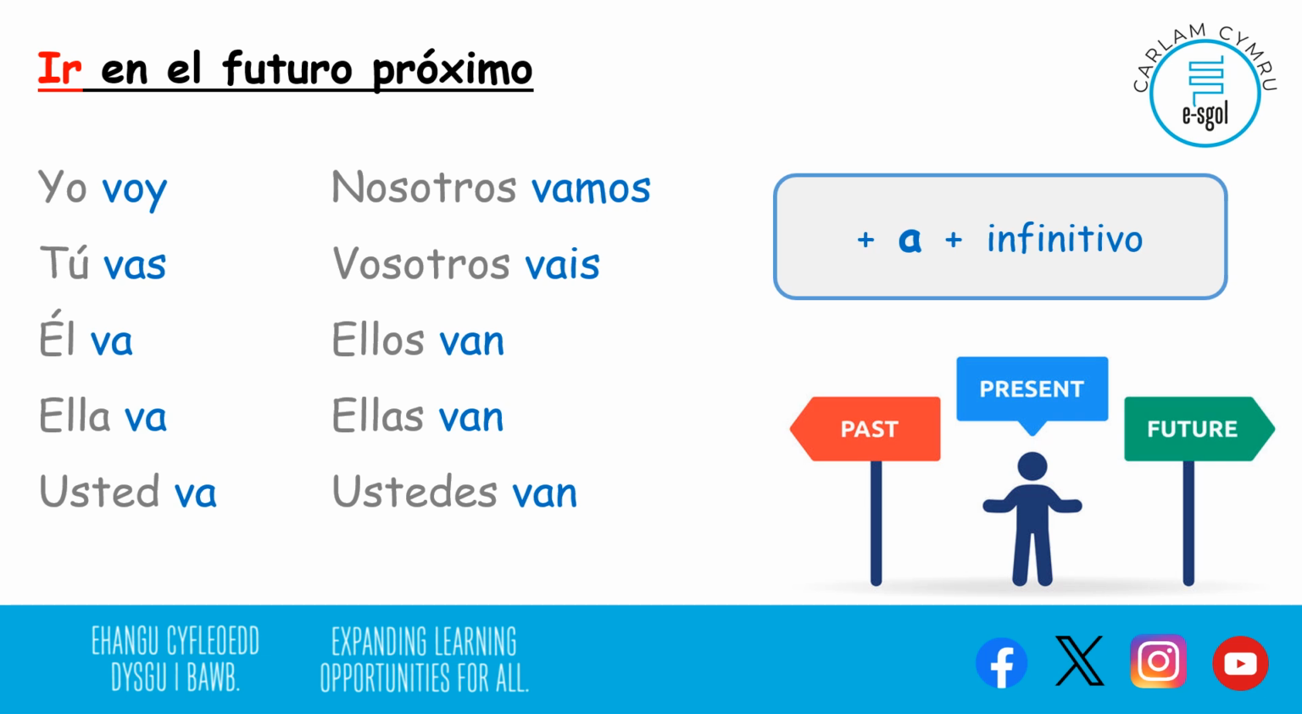But you then use a plus infinitive verb. Por ejemplo, él va a comer. He is going to eat. Van a beber agua. They're going to drink water. Voy a estudiar español. I'm going to study Spanish. So it's probably the easiest way to talk about the future in Spanish. Present tense forms of ir plus a plus infinitivo.